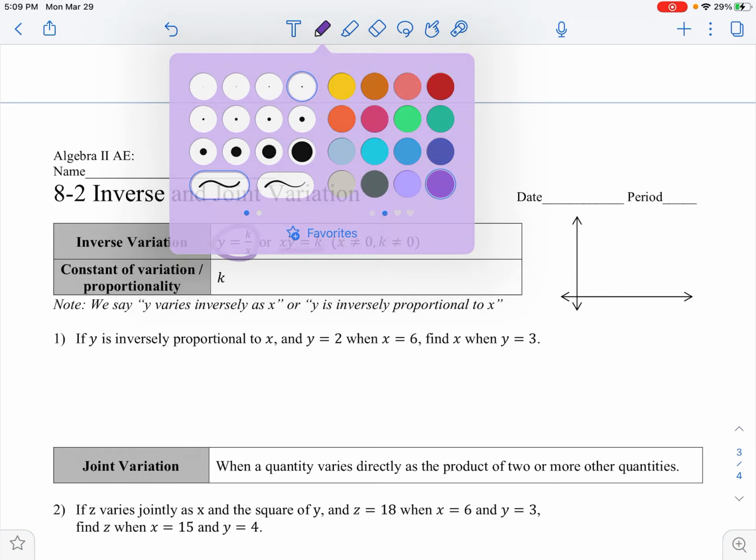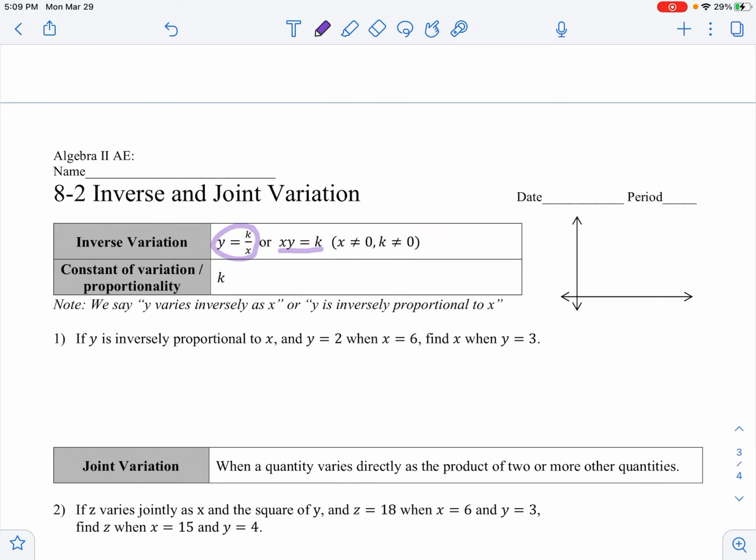What does this graph look like? We actually have seen a graph similar to this before when we did our parent functions graphs, but it's been a while. This is kind of a funny curve like that. We'll talk more about these as we go. Let's do a problem. Again, pay attention to the vocab here. Y varies inversely as x, or y is inversely proportional to x, means the same thing.